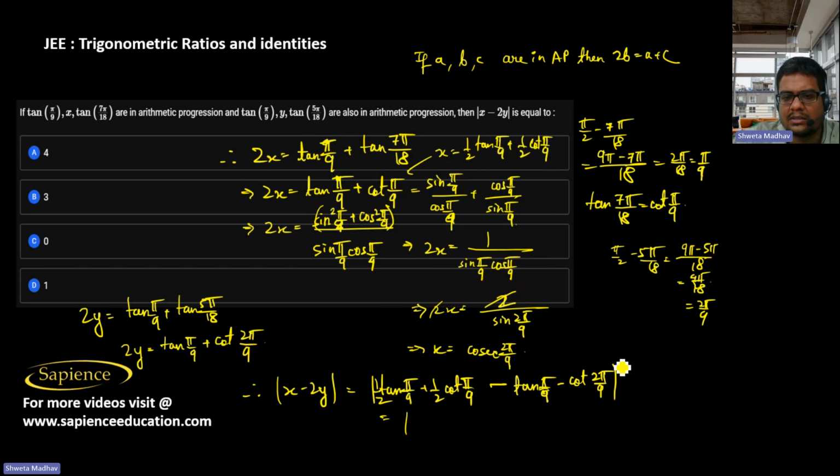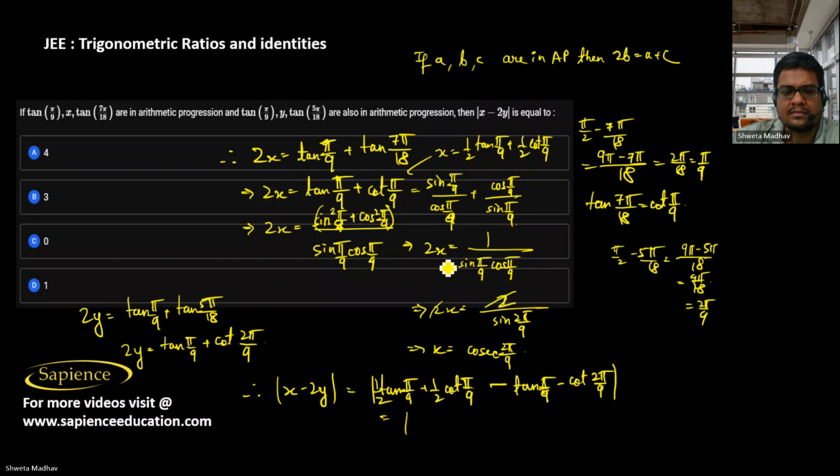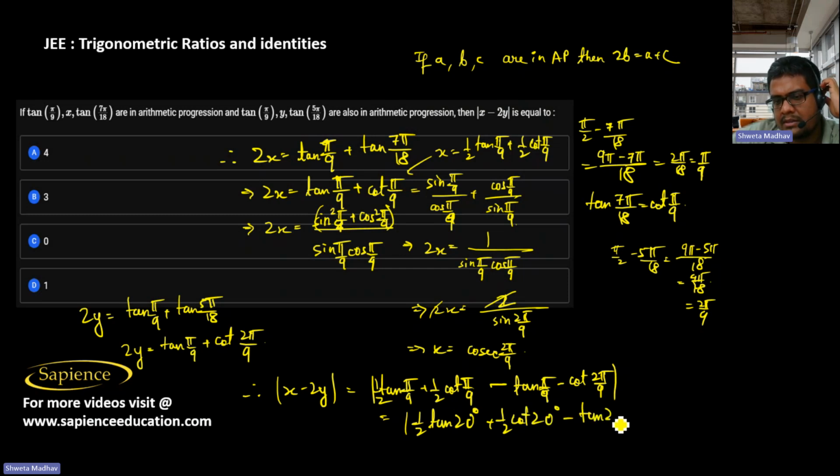Now cot 2 theta. Now pi by 9 I can say is 20 degrees, and 2 pi by 9 is obviously 40 degrees. So this is half of tan 20 degrees plus half of cot 20 degrees minus tan 20 degrees minus cot 40 degrees.